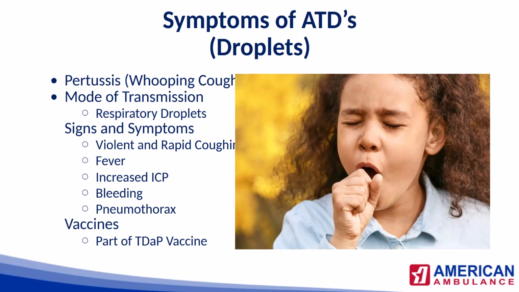Pertussis, commonly known as whooping cough, is a highly contagious respiratory disease that is transmitted through respiratory droplets when an infected person coughs, sneezes, or talks, allowing the bacteria to spread to others who inhale these droplets. Pertussis is characterized by severe coughing fits followed by a high-pitched whoop sound as the person breathes in, primarily in infants and young children. Initial symptoms resemble those of a common cold, including runny nose, mild fever, and mild cough, but they progress to intense coughing spells that can last for weeks. In severe cases, pneumothorax and an increased ICP have been documented.